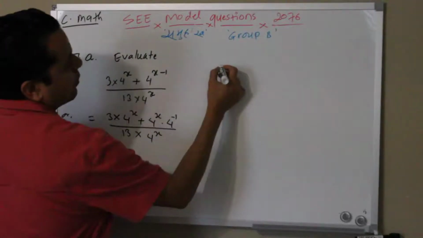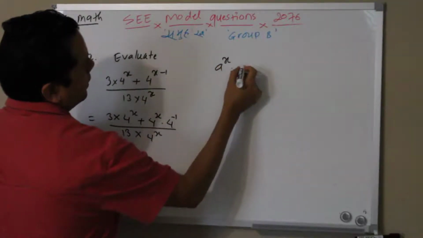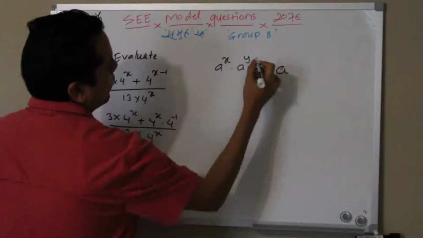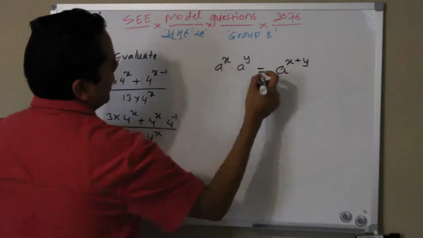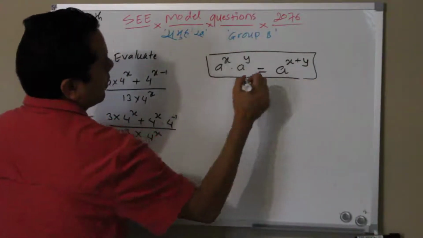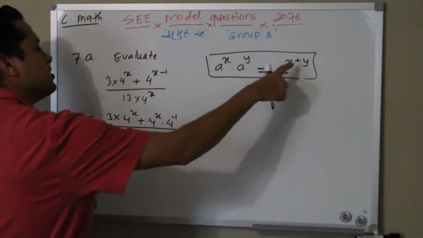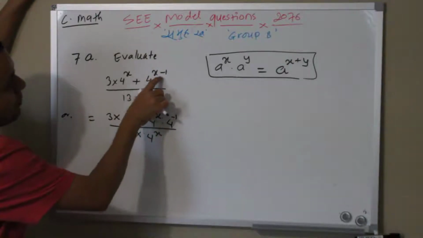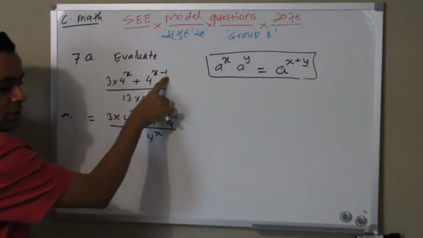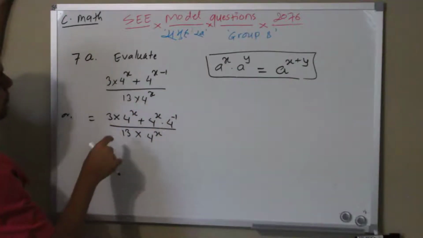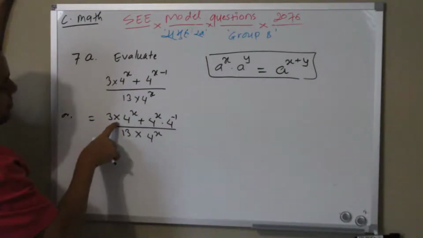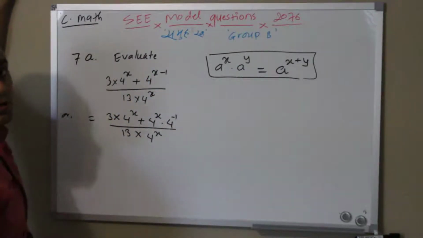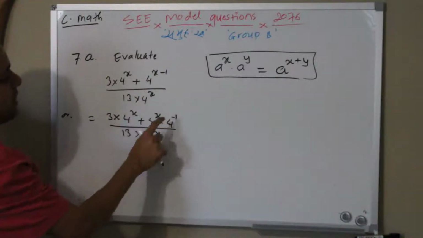How did I do that? We know that if we have a base a and power x, power y, from 2 bases, I can take 1 base and sum the power, adding the power. If this happened, we can write down this. Same thing, we have a power in form of addition or subtraction, we can separate into the different power. So this is the same thing, 4 to the power x, 4 to the power negative 1. I am just separating the power into the same base.